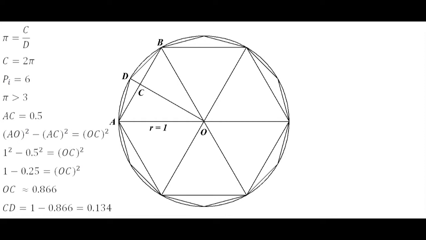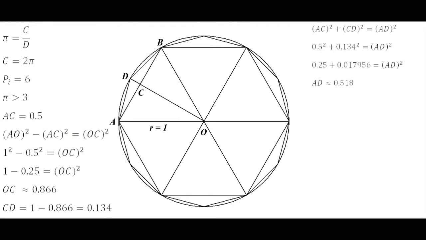Triangle ACD is also a right-angled triangle, with a right angle at C, which means by the Pythagorean theorem again, AC squared plus CD squared equals AD squared. We know AC is 0.5, and we figured out that CD is 0.134, so the equation becomes 0.5 squared plus 0.134 squared equals AD squared. Or 0.25 plus 0.017956 equals AD squared. Or 0.267956 equals AD squared. Therefore, AD equals approximately 0.518.